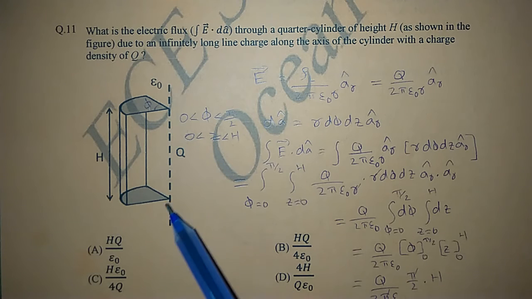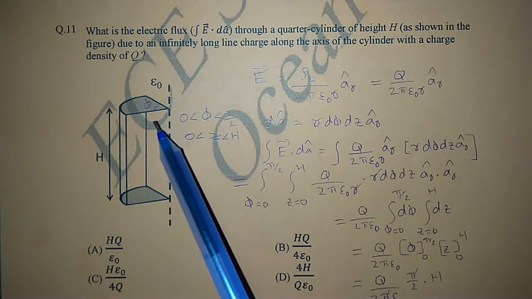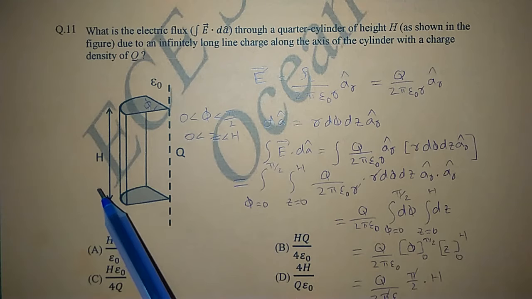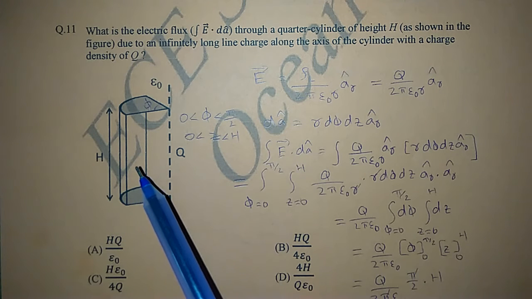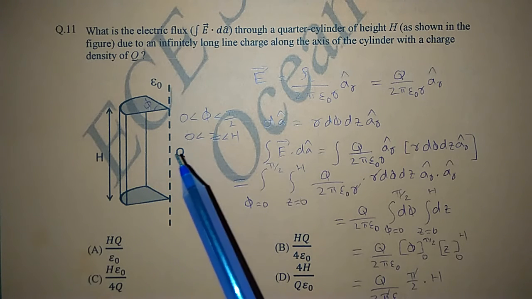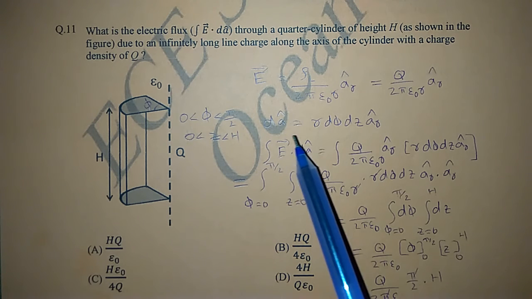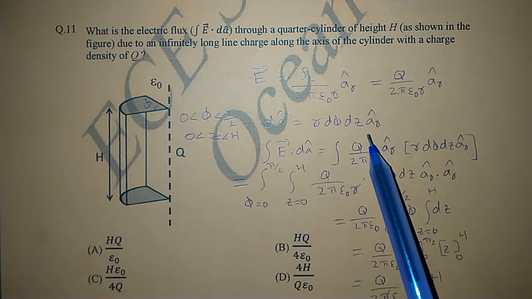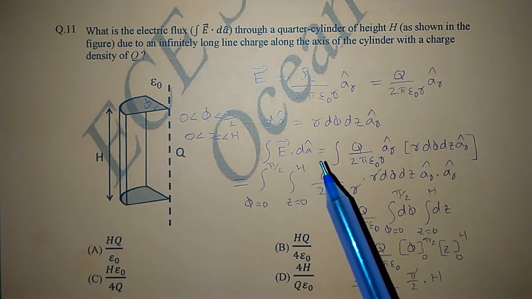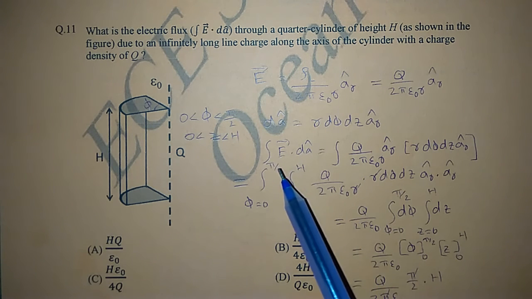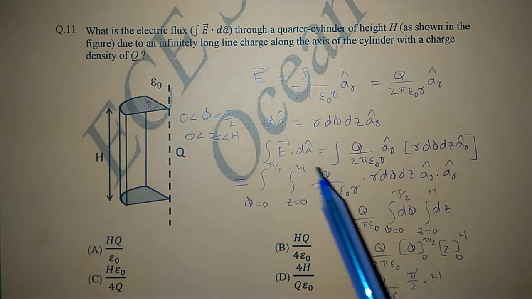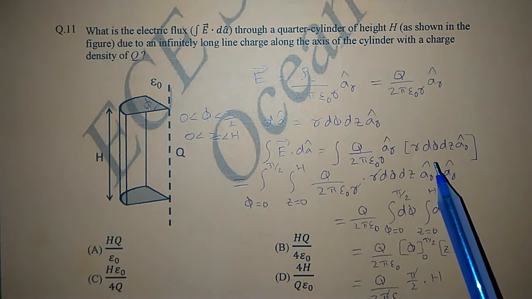z is varying from 0 to h. Why? Because the height of the structure is h, but we don't know about r. That's why I selected the differential normal surface dA cap as r d phi dz AR cap. So if we substitute these formulas in integral E bar dot dA cap, we can write like this.